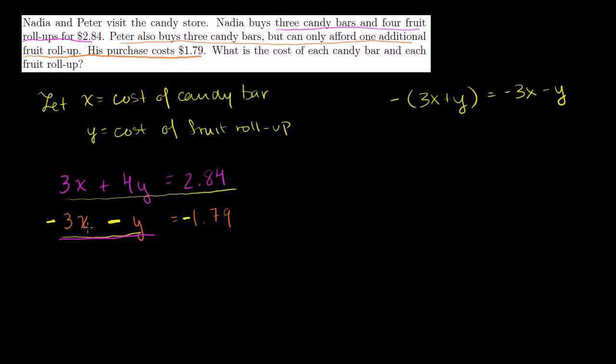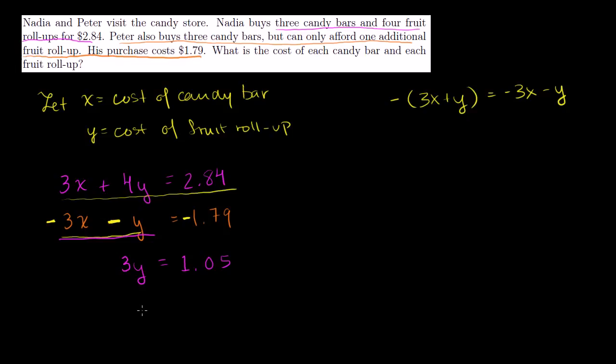When you add 3x plus 4y minus 3x minus y, the 3x's cancel out. 3x minus 3x is 0x. I won't even write it down. You get 4y minus y, that is 3y. And that is going to be equal to $2.84 minus $1.79. What is that? That's a dollar five. So 3y is equal to $1.05.